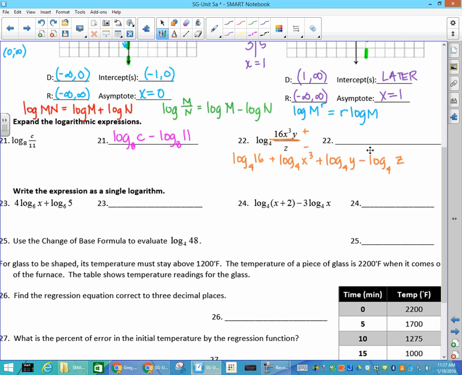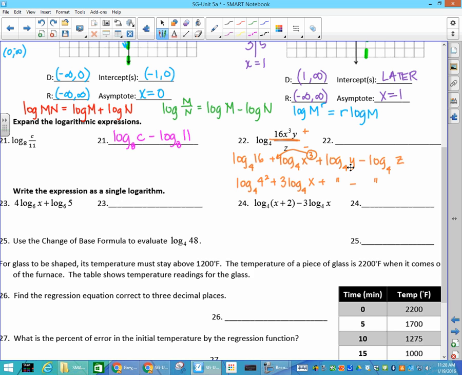That being said, you have to see, am I done? I can write 16 as a power of 4, and that is log base 4 of 4 squared. I have an exponent, and I can't leave that exponent. I think you all know that it goes down in front. So that would become plus 3 times log base 4 of x. And then these just carry on, plus that, and then minus that because there's nothing there.